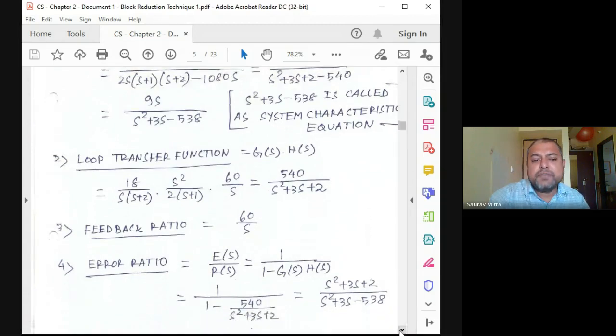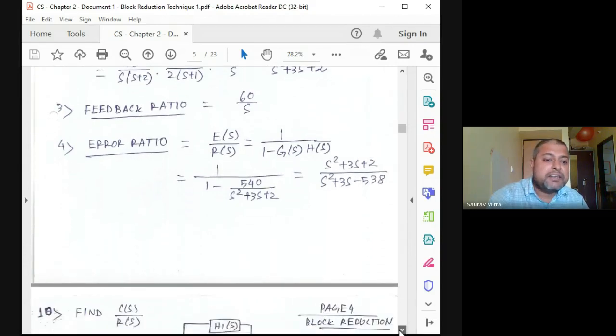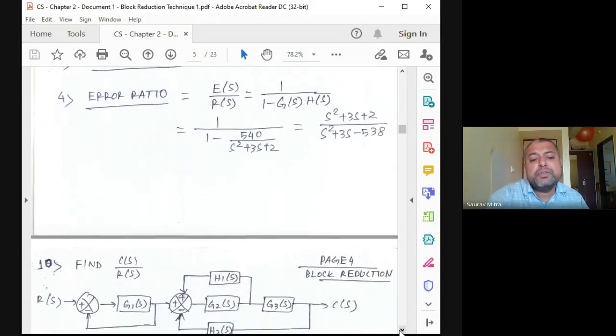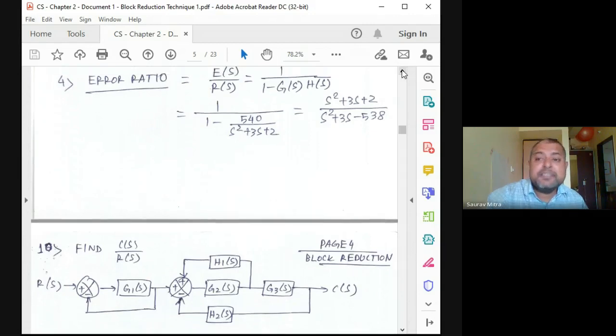Then there is the concept of feedback ratio, and then there is the concept of error ratio. Error ratio is E by R, which is equal to 1 by 1 plus or minus GH. If it is positive feedback, it will be 1 by 1 minus GH. If it is negative feedback, it will be 1 by 1 plus GH. That is called an error ratio. Whenever we do system transfer function and error analysis together, there we will be using this error ratio concept.